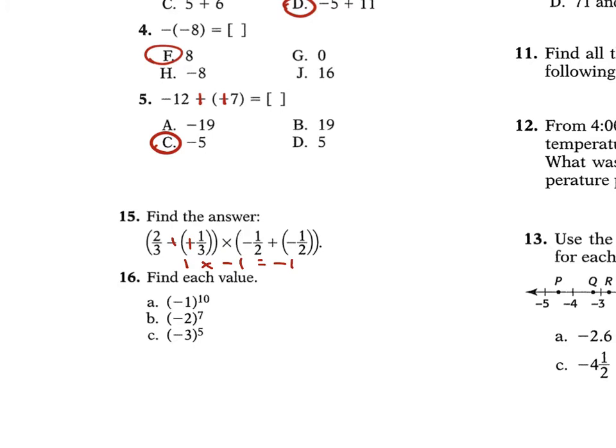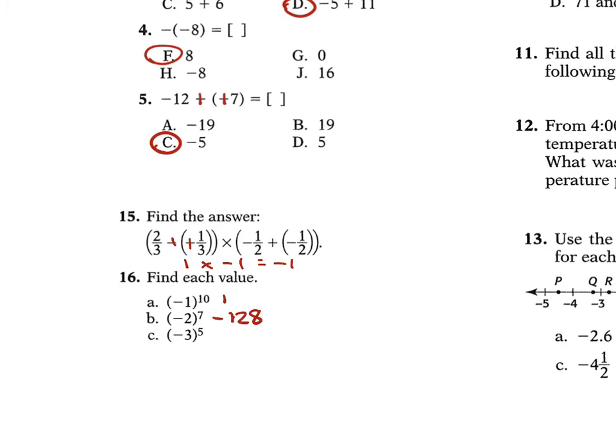For 16, we're finding each value. For A, we have negative 1 to the 10th power, which is going to be positive 1. B, we have negative 2 to the 7th power. That power is odd, so we're going to have a negative. And 2 times itself 7 times. 2 times 2 is 4, times 2 is 8, times 2 is 16, times 2 is 32, times 2 is 64, times 2 is 128. So negative 128. For C, we have negative 3 to the 5th power.